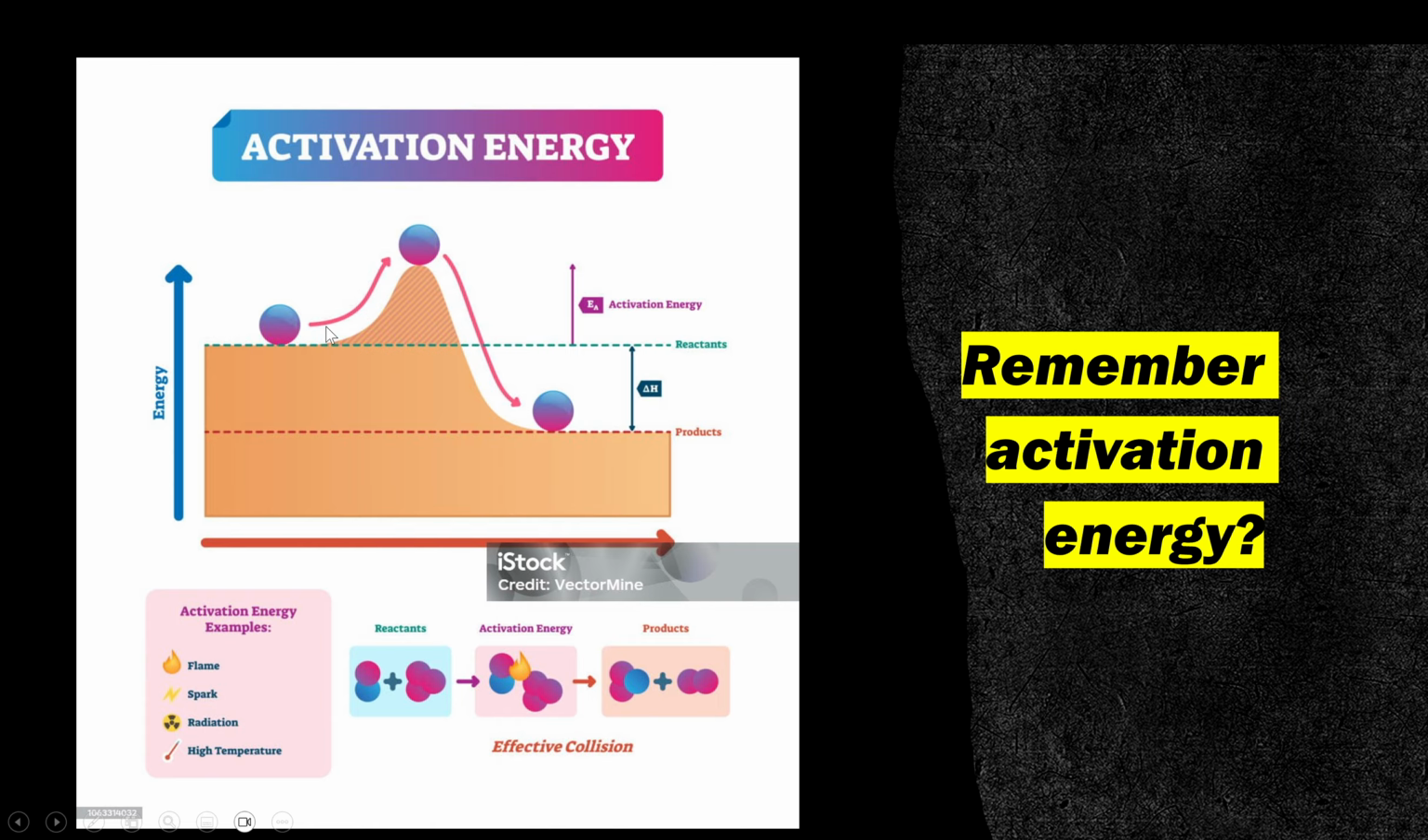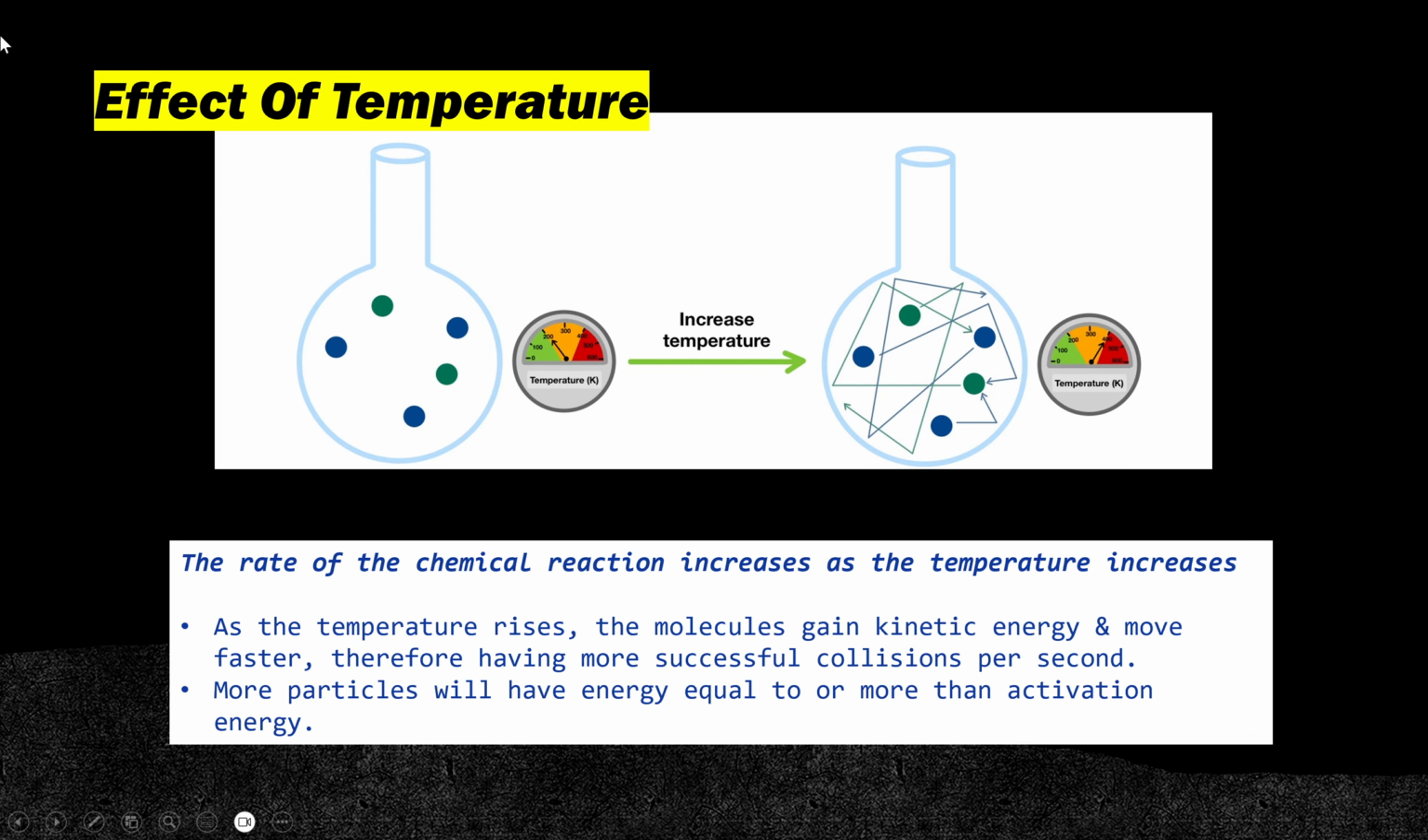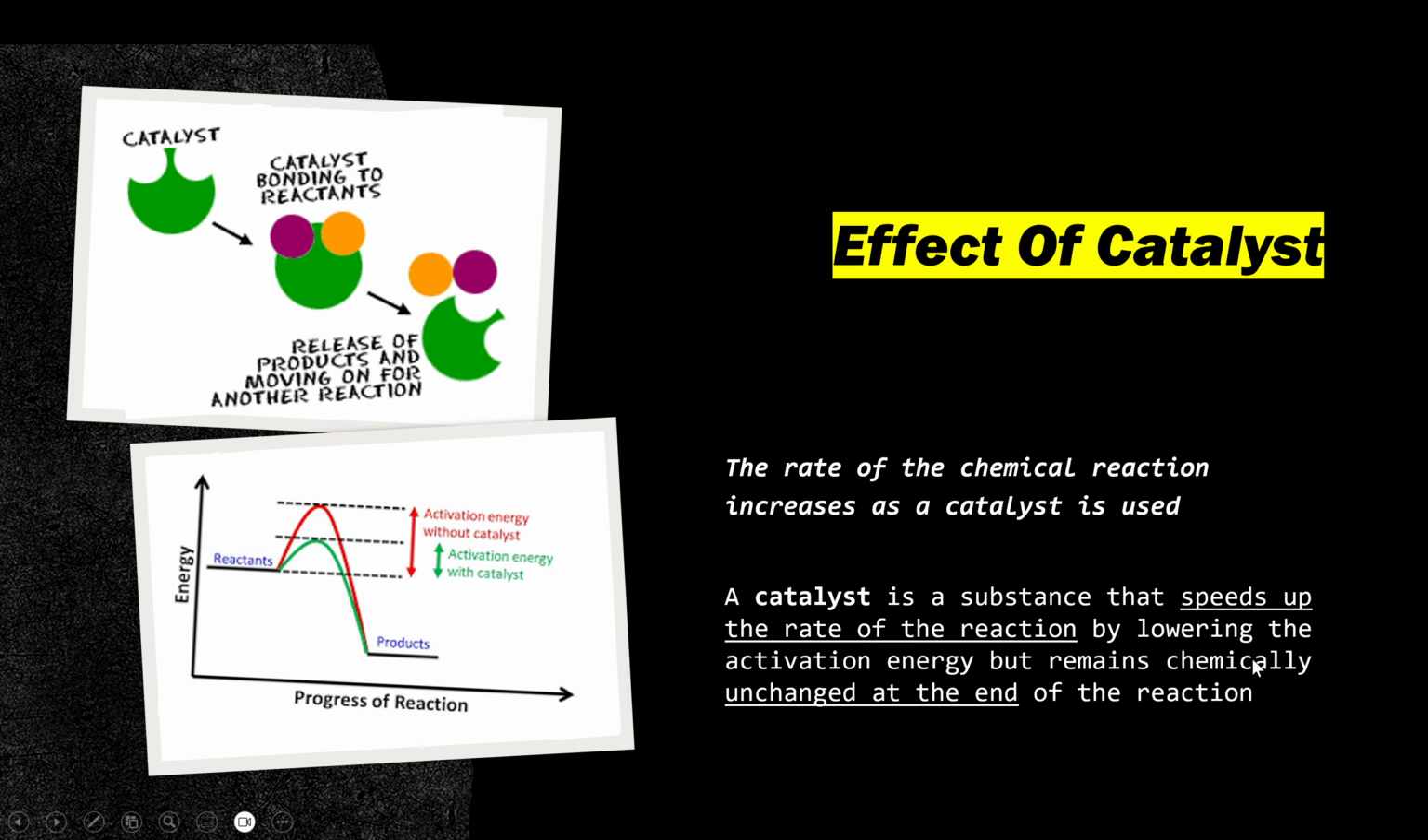Remember, this is the minimum amount of energy needed, but not all particles have it. When you increase energy, when you heat the particles, they gain energy and they become able to go up the hill. They become able to react because they will gain activation energy. So in summary, we say that increasing temperature increases the rate of the reaction because particles gain energy and move faster, causing more successful collisions per second, and a very important point, more particles will have energy equal to or more than activation energy.